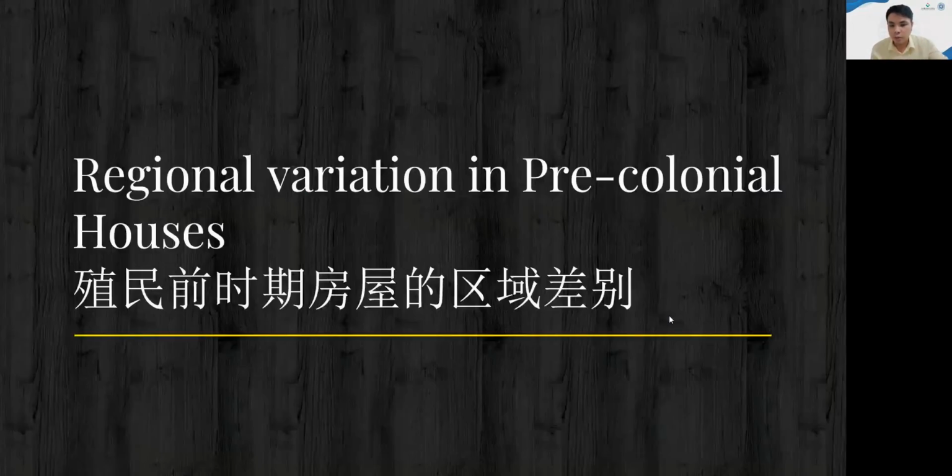So we now discuss some regional variations of the Bahay Kubo or the Nipahat in the different regions and ethnic groups in the country. So despite the regional variations of the Bahay Kubo, you can see that these three elements are still observed and still common to these regional variations.